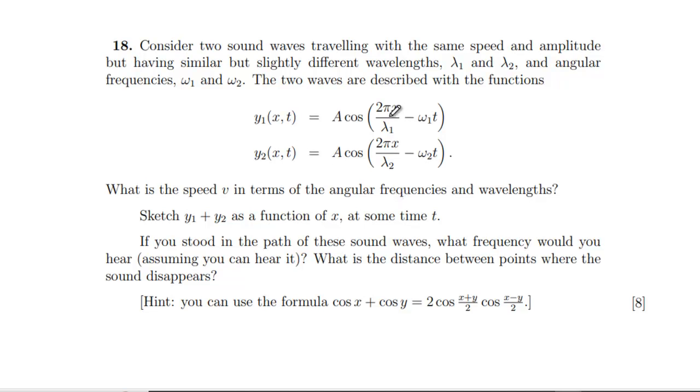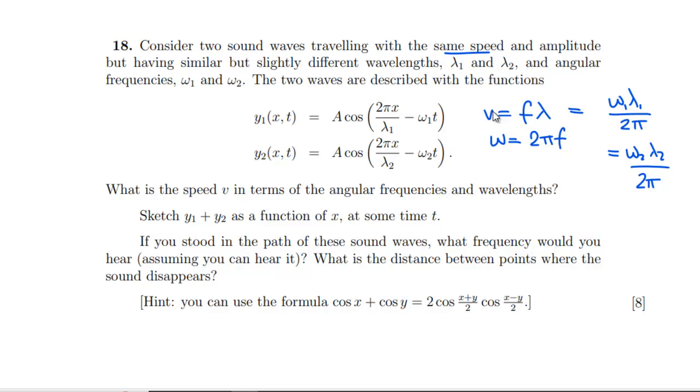Okay. Well, velocity is frequency times wavelength. Plus, of course, we know what angular frequency is. Angular frequency is 2 pi f. So we can just replace these, and then we've got our velocity in terms of angular frequency and wavelength. So that is going to be omega lambda over 2 pi. And that's going to apply for both of them, whether we've got ones or twos. So it will be exactly the same as omega 2 lambda 2 over 2 pi, because they're traveling at the same speed.